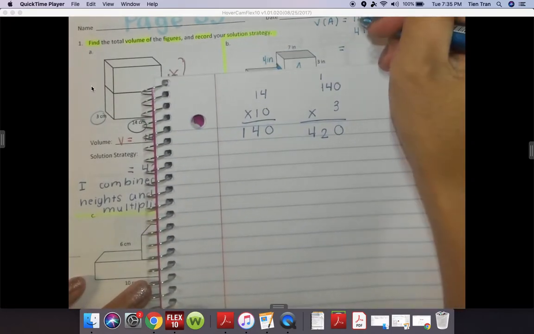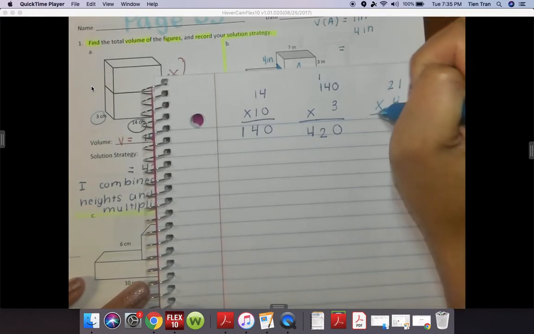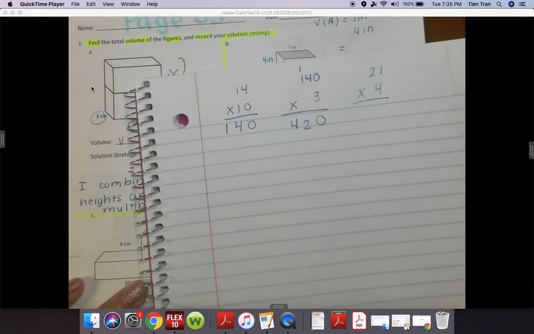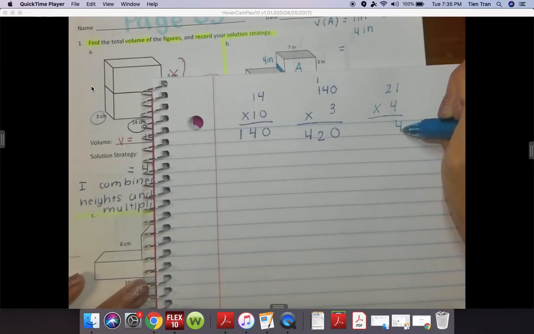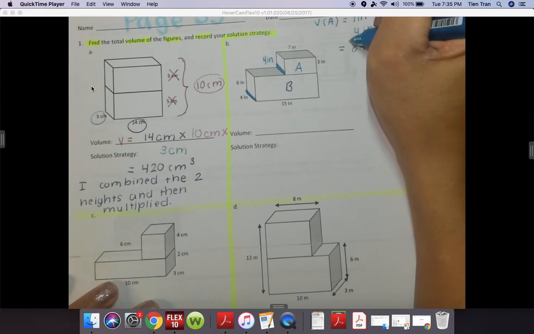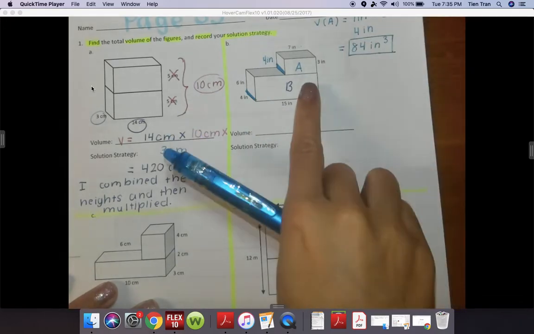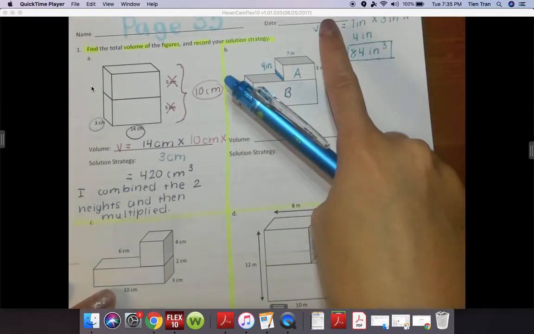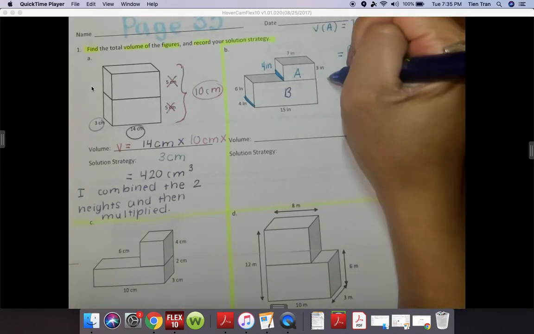I know that 7 times 3 is equal to 21, and 21 times 4 is how I'm going to find the volume. I know that 4 times 1 is equal to 4, and 4 times 2 is equal to 8. So I get 84 as my final answer, inches cubed, for this one right here. This is for volume A, okay? Now I'm going to do volume B.